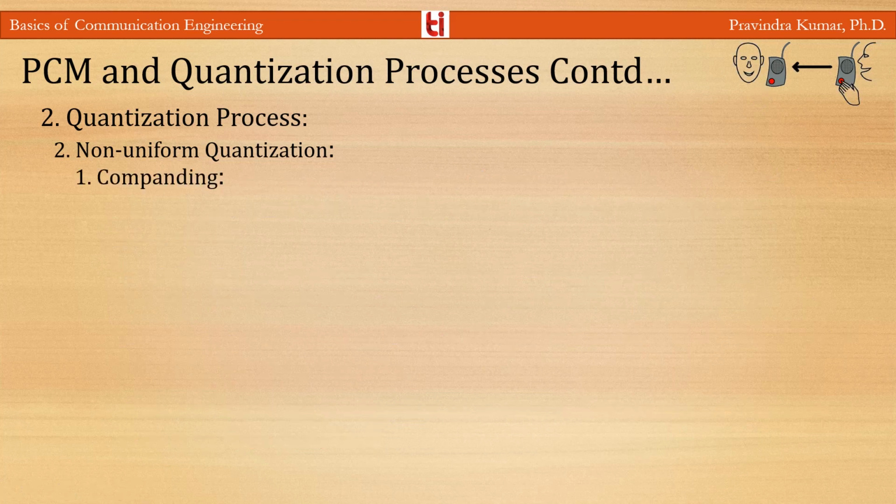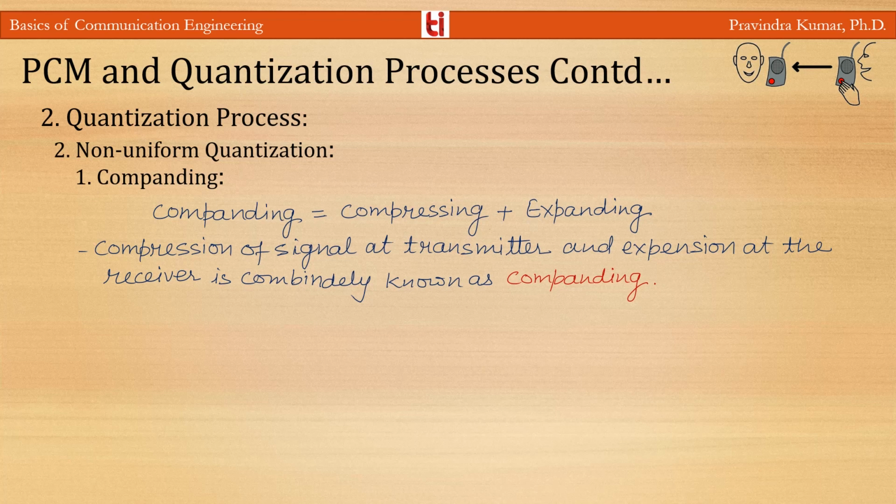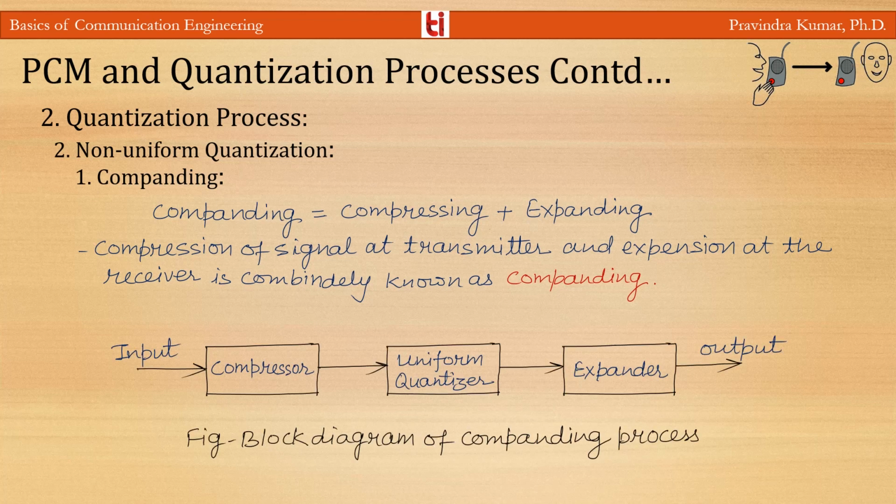Now we will discuss companding in the PCM system. Companding is a term derived from two words, compressing and expanding. Companding in PCM is used to compress the data at the transmitter, and expanding expands the same data at the receiver. The effects of noise and crosstalk are reduced by using this technique. The compression of a signal at the transmitter and expansion at the receiver is combinedly known as companding.